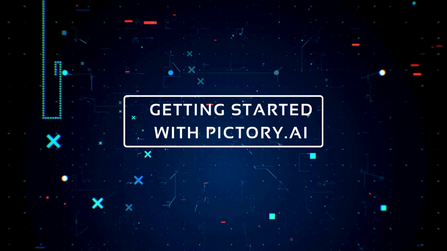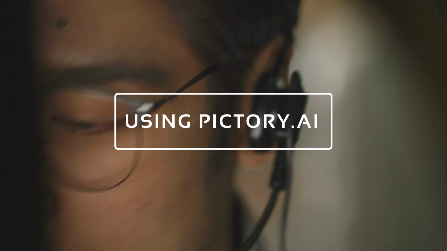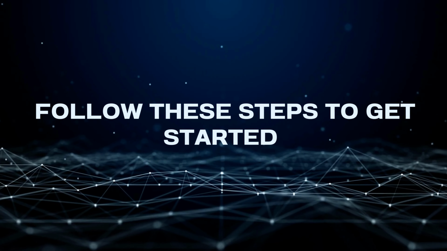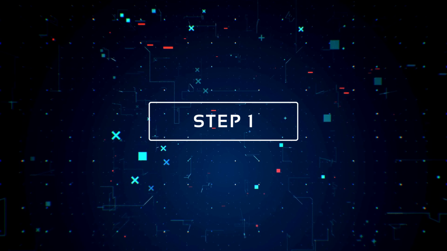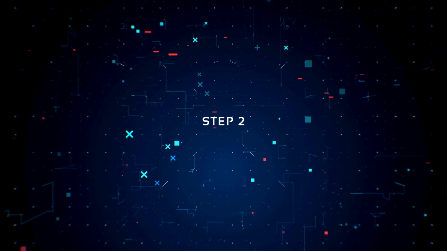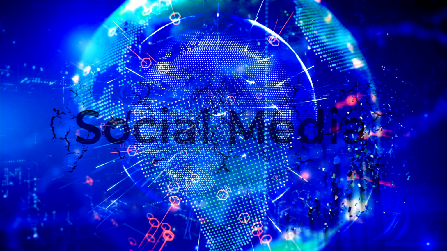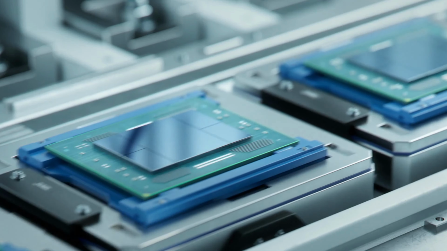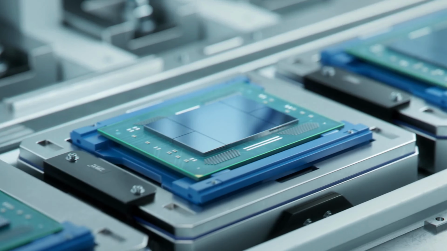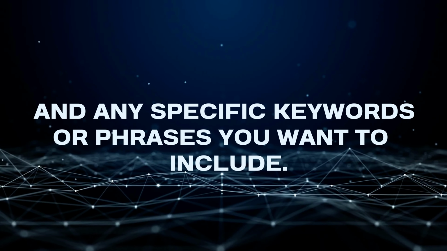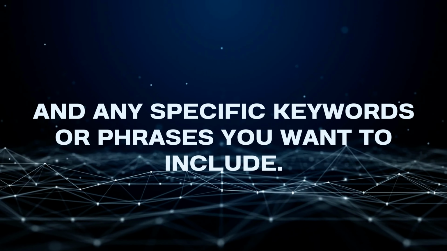Chapter 2, Getting Started with Pictory.ai. Using Pictory.ai is simple and straightforward. Follow these steps to get started. Step 1. Sign up for a Pictory.ai account on their website. Step 2. Select the type of visual you want to generate, such as social media post, product image, or promotional material. Step 3. Enter the relevant details, such as your product or service, target audience, and any specific keywords or phrases you want to include.